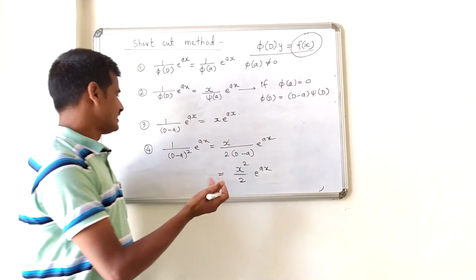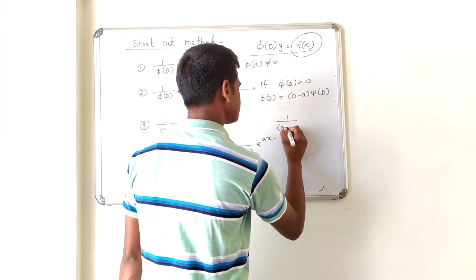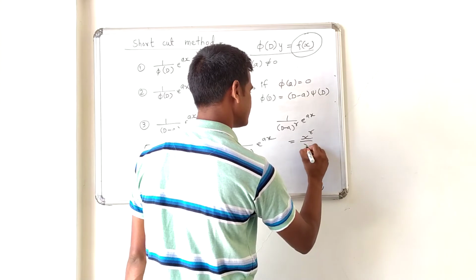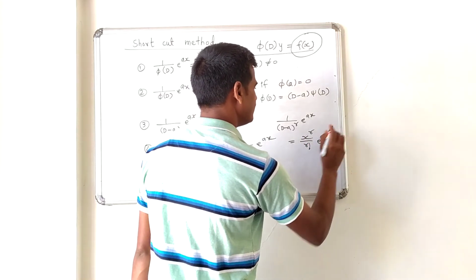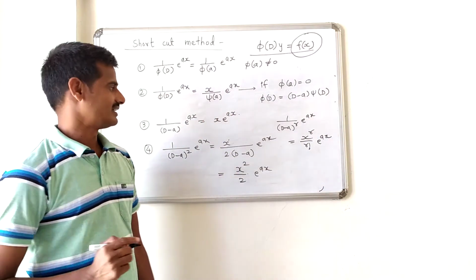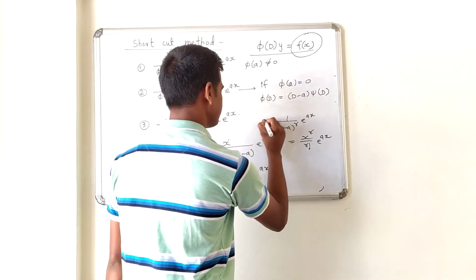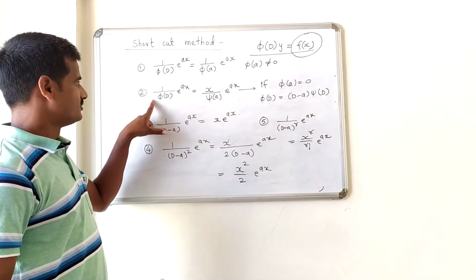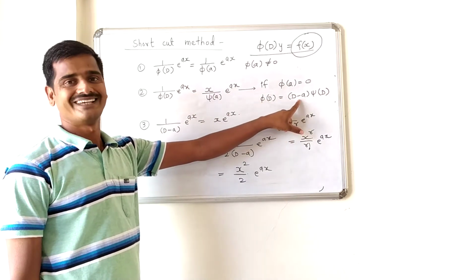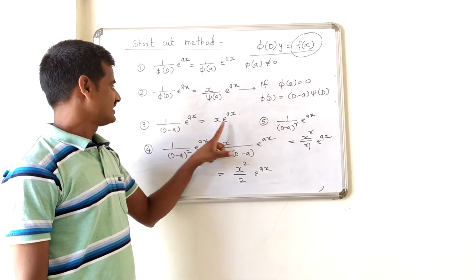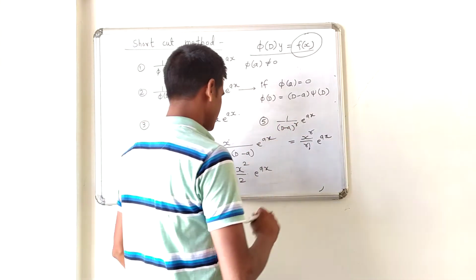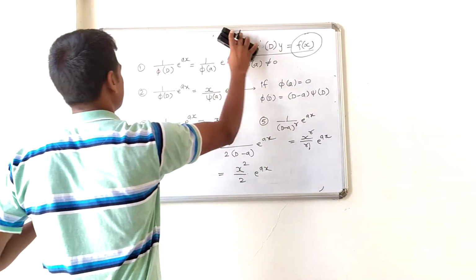So in general you can say that 1 upon D minus a raised to power r operated on e to the power ax is equal to x raised to r upon r factorial into e to the power ax. So these 5 results, they are very important. 1, 2, if this is the case, if phi of D contains D minus a as a factor, then 1 upon D minus a is the 3rd, this is the 4th one, and this is the 5th one. Moreover, we will discuss the special cases.